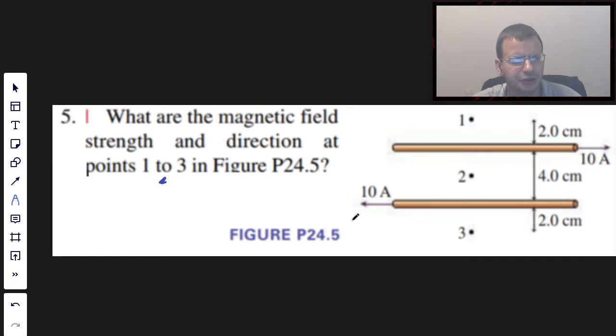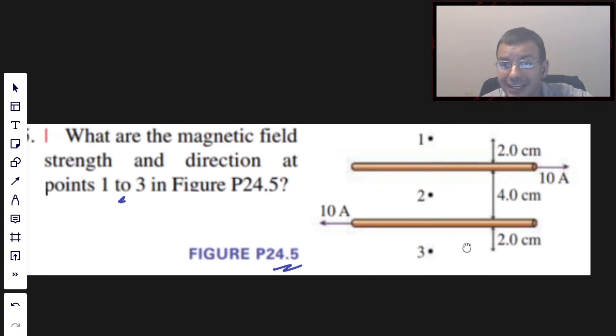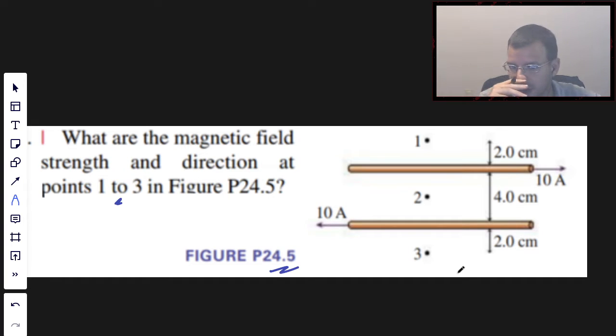What are the magnetic field strengths and directions at points 1 through 3 in figure 24.5? So the idea here is we have a couple of wires with a current flowing through them. And since we have a moving charge, that is going to create a magnetic field.